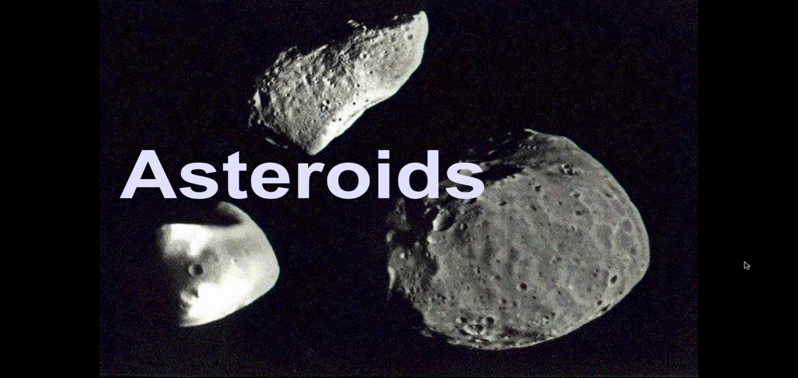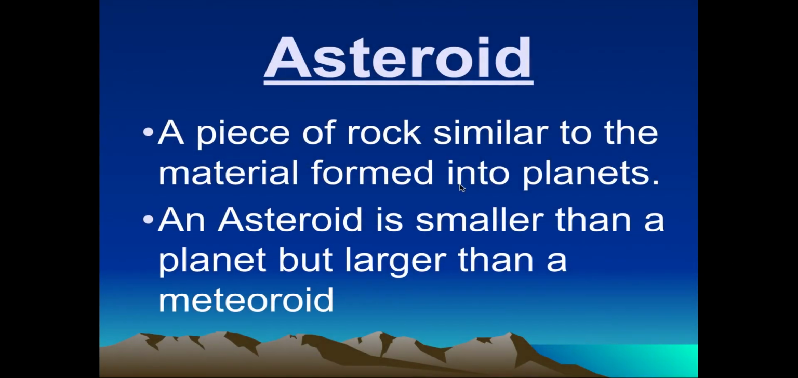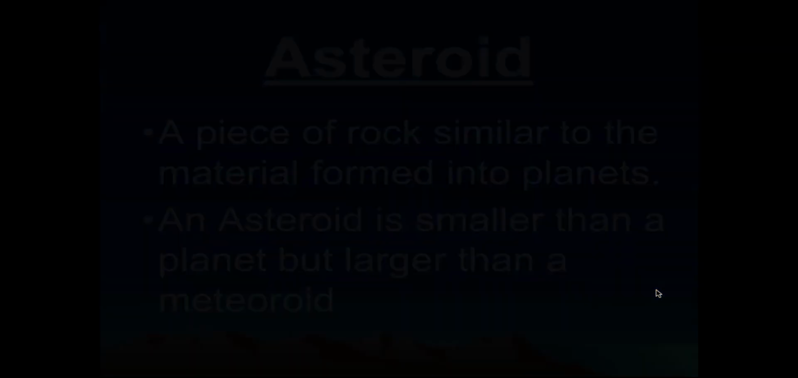So now let's last talk about asteroids. So asteroids are pieces of rock similar to the material that formed into planets. Asteroids are smaller than a planet, but they are larger than a meteoroid, and often they are larger than a comet, obviously, because remember that a meteoroid comes off of a comet. So there's lots of talk sometimes about asteroids hitting the Earth and wiping out Earth or parts of the Earth. And we know when asteroids are expected to come near Earth, and we can predict their pattern.